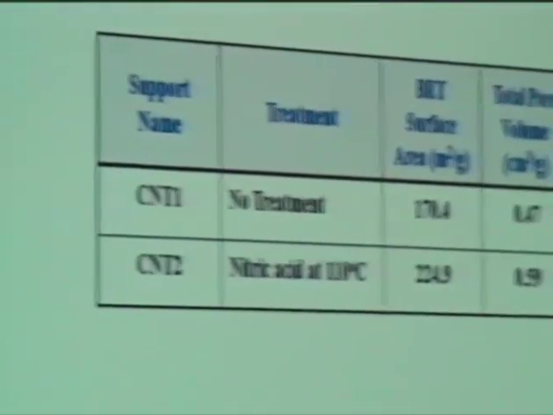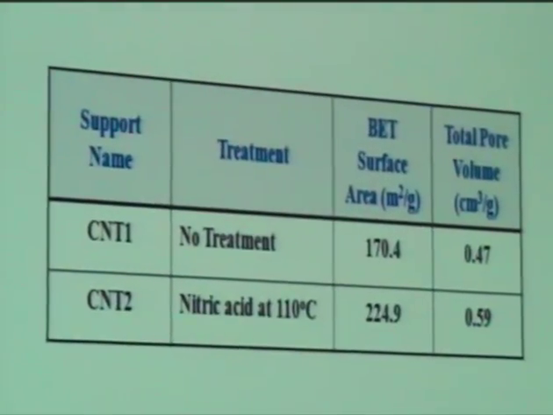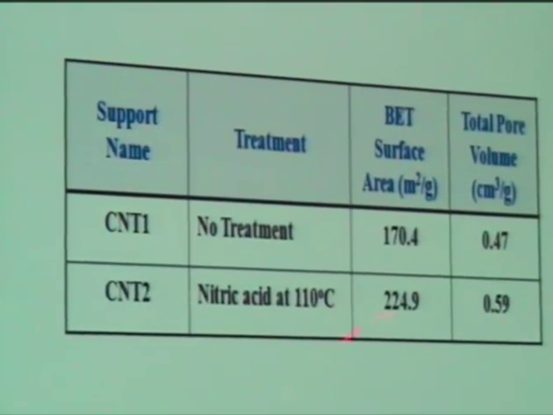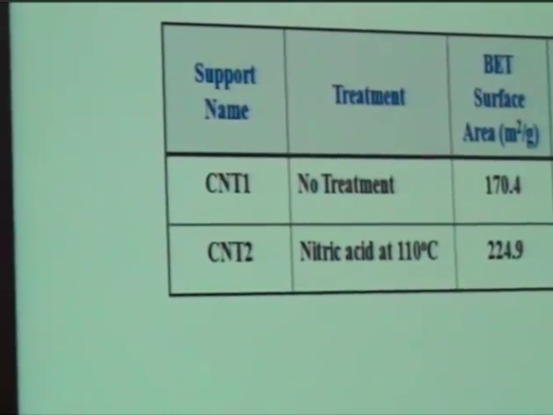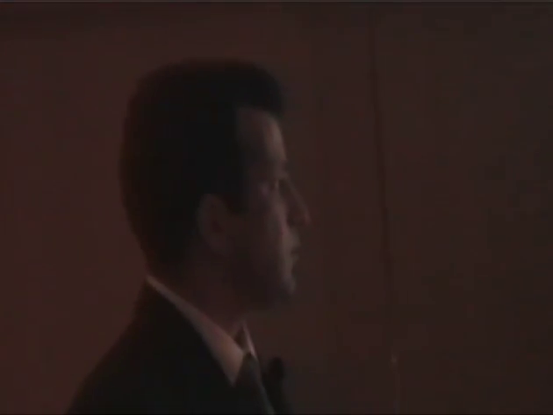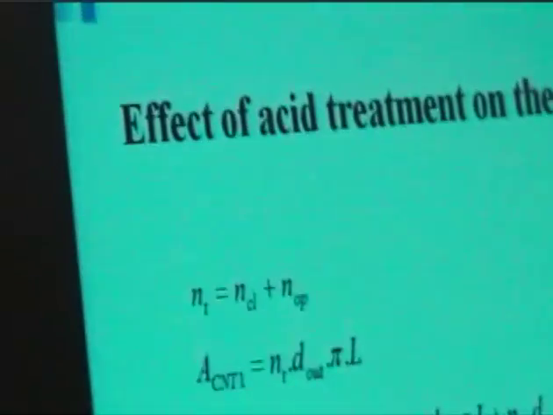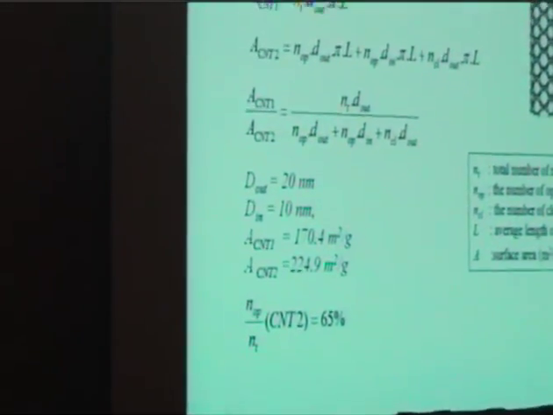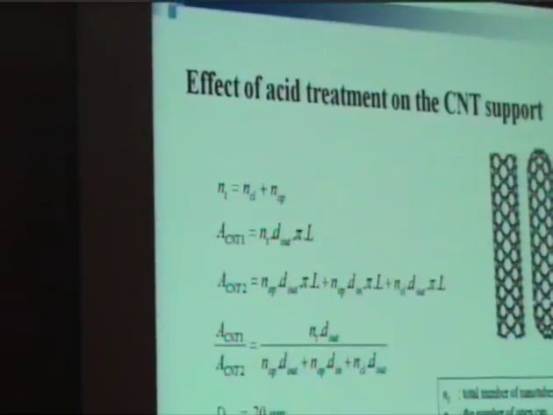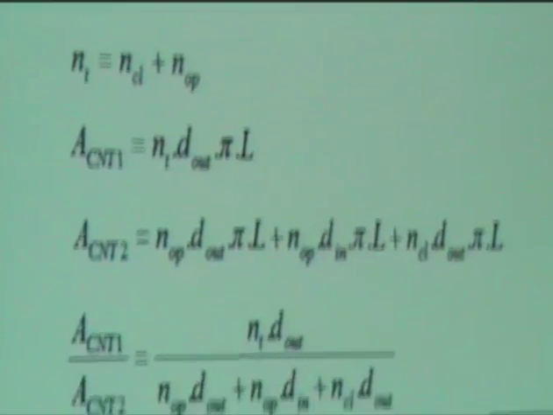We have done a BET nitrogen adsorption analysis. We can see here there is a 35% increase in the surface area. It shows that the caps are opened after acid pretreatment, and also we can see an increase in the pore volume. I have done a simple calculation based on the increase in the surface area. I don't want to go into the details of these calculations, but the calculation shows that more than 65% of nanotubes are open.